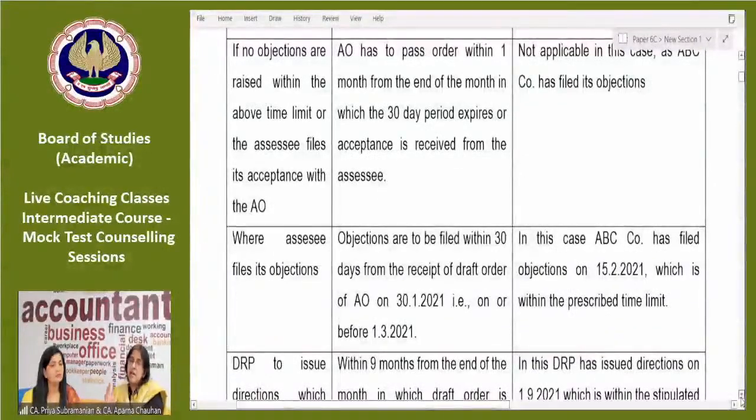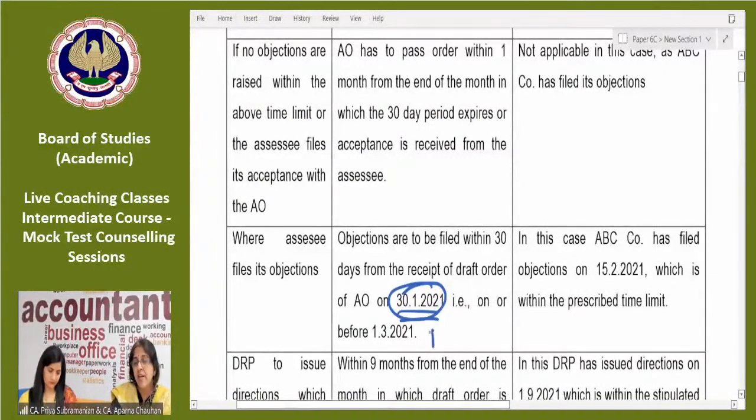Suppose the ABC company files its objections. It has to do it within 30 days, so 30 days of receipt of the draft order. The question states the draft order is received on 31/1/2021. I picked up the facts from the question only. So how many days do you have? 30 days from 31/1/2021.